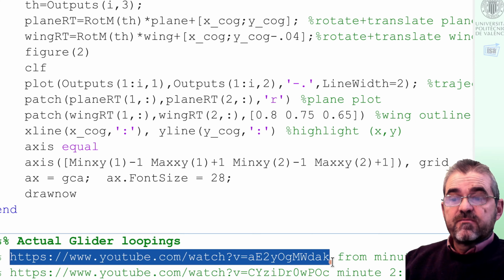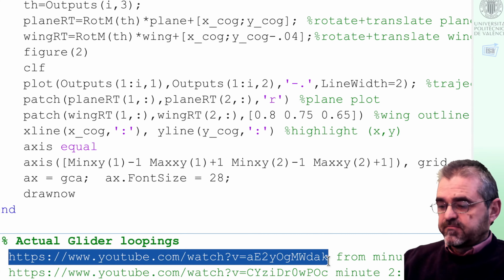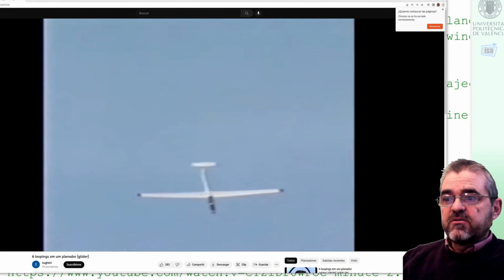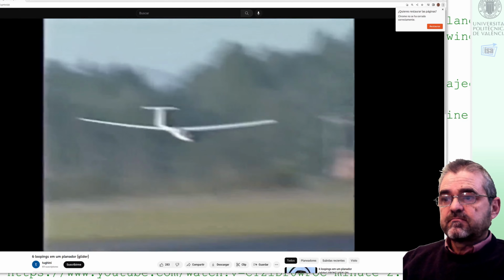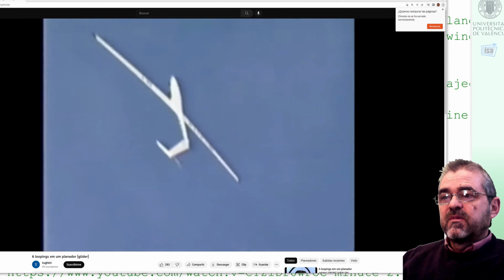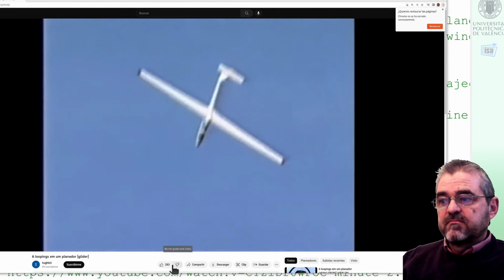If we watch this video, we can see an actual glider looping in real life. So we will have it diving from high altitude and then performing the requested looping.